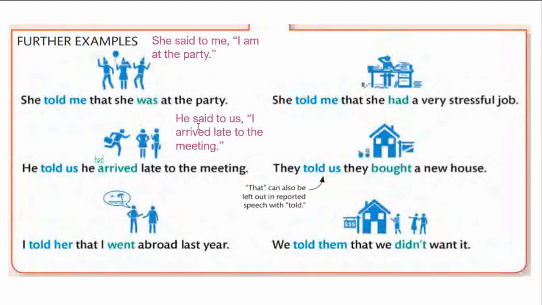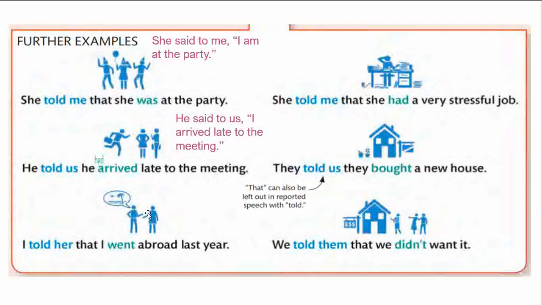How do we change this? He said to us will change to he told us. I will change to he. We already have arrived, past tense, simple past. And as per the rule, the simple past changes to past perfect. So, had arrived. He told us he had arrived late to the meeting.